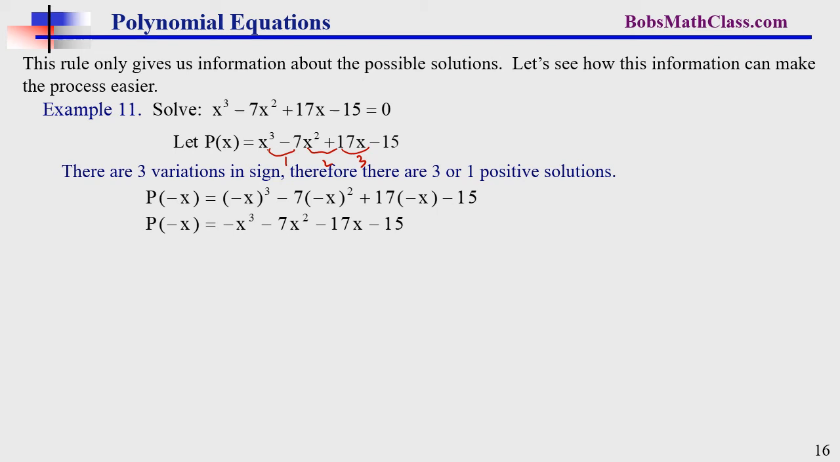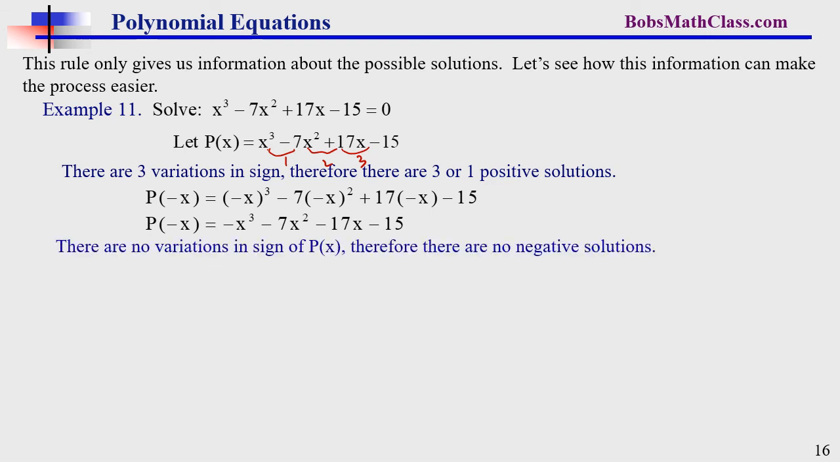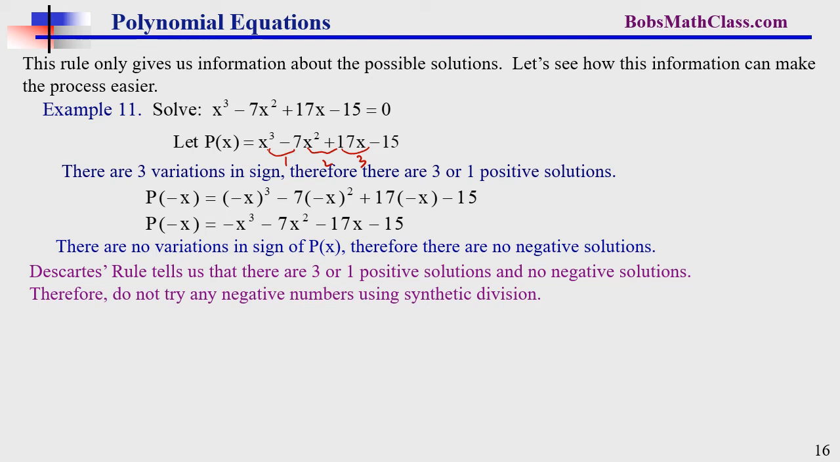So if we do our p of negative x and we simplify it, notice what we get. They're all negatives. That means there's no sign variations. They're all the same sign going from term to term. So there's no negative solutions. So now we know when we're going to trial and error, again, hopefully you could use a calculator. But if you cannot use a calculator, then you got to do it all by hand. So we're not going to waste any time using any negative possibilities. We're only going to try positive numbers. So let's make a list.